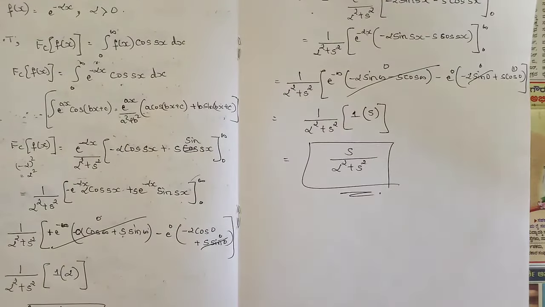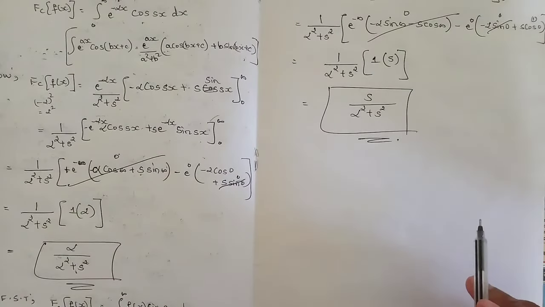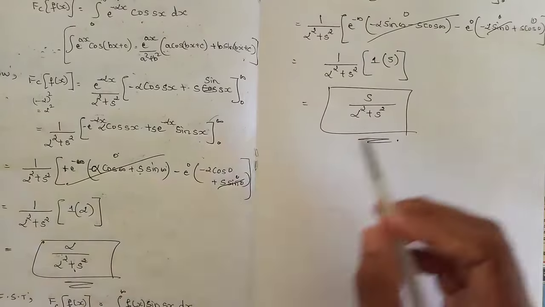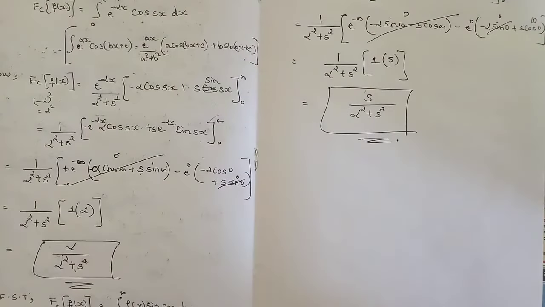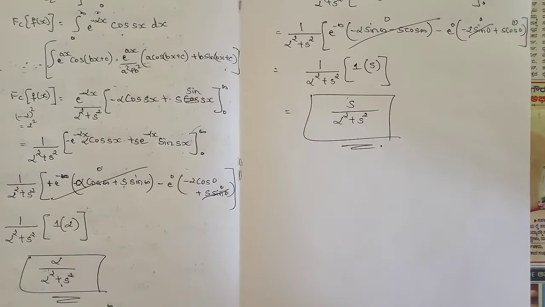See, there is not much difference between the answer we have got here and here. In the case of the Fourier cosine transform, in the numerator we have alpha, and in the sine transform in the numerator we have s. Okay? So this was one problem. We are going to solve one more problem in this session, so I'll get you the question.